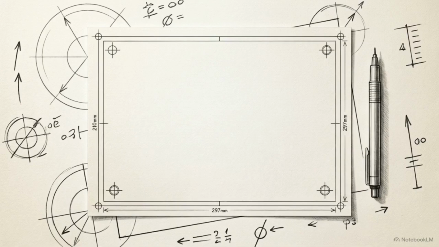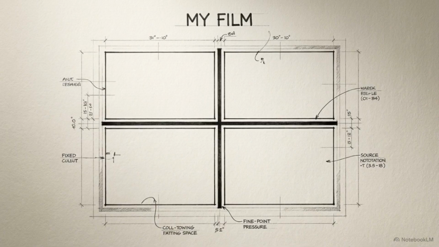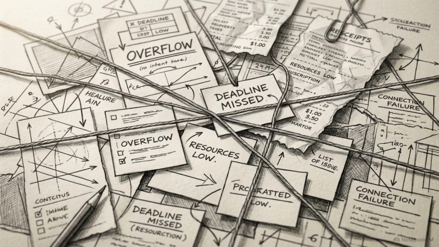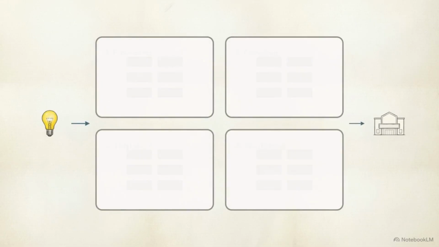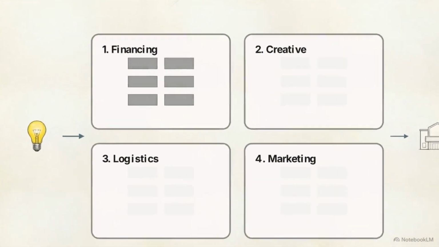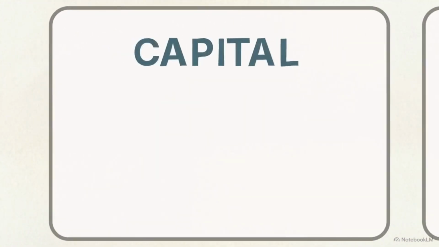To do that, we need a system. Grab a blank piece of paper, write your film's title at the top, and draw a large cross right down the middle to create 4 distinct quadrants. Producing requires you to manage a massive list of tasks. This 4-quadrant framework categorizes those complex responsibilities into a manageable, executable roadmap, so you always know exactly what to do next.